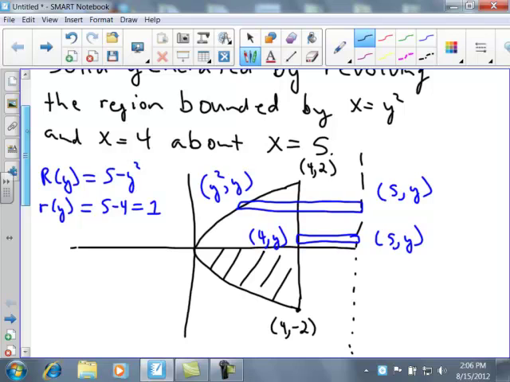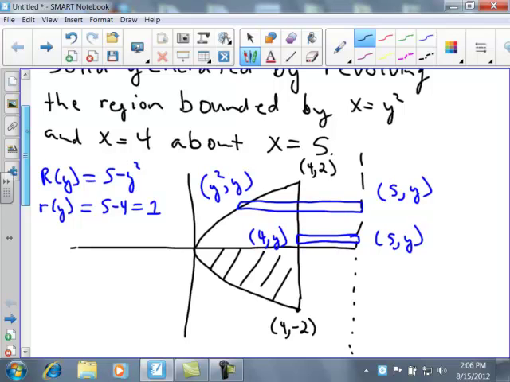And then I have to find that outer radius and that inner radius and make sure every one of your rectangles in that region will have the same length. Otherwise, you're going to have to split it into a couple of different pieces. But in that case, I didn't have to do that. They were all going to start and stop in the same location.